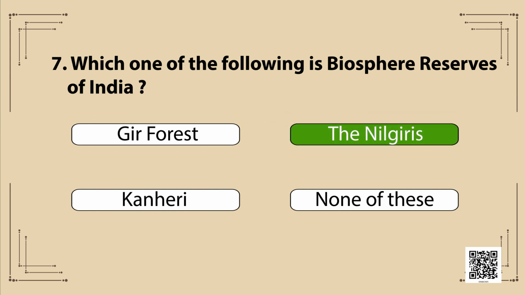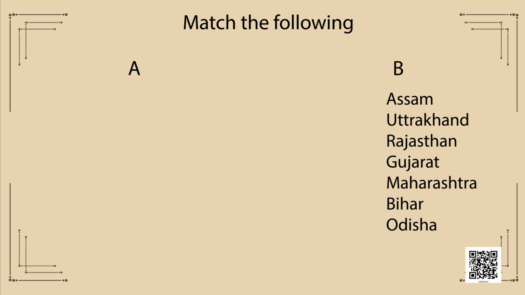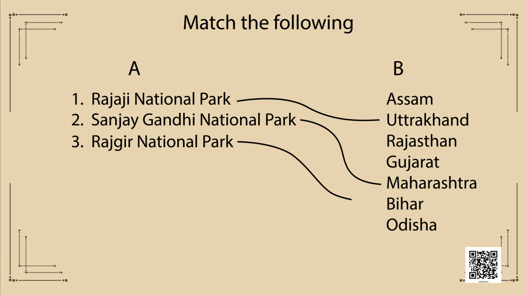Very good. Now let's move ahead and match these columns. First we have Rajaji National Park, which is in Uttarakhand. Very good. Then we have Sanjay Gandhi National Park, which is located in Maharashtra. Next we have Rajgir National Park, which is in, yes, Bihar.